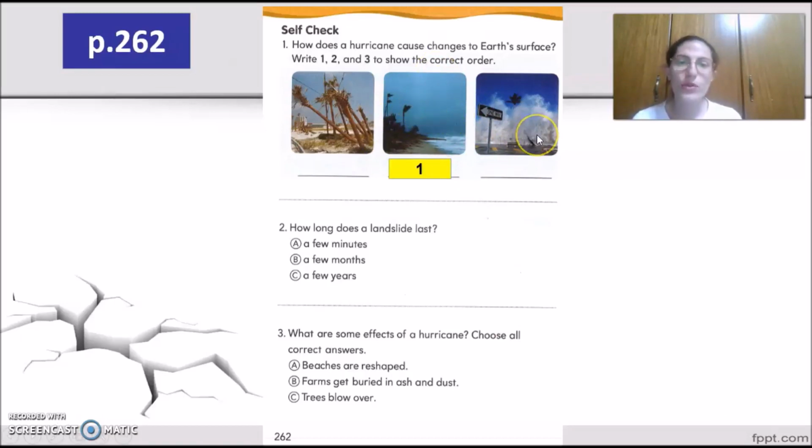Then what is number 2? Excellent. The third picture is number 2 because why? The strong wind creates powerful, large, huge waves that will rise and cover the shore, okay? They will crash onto the shore. Clear so far?